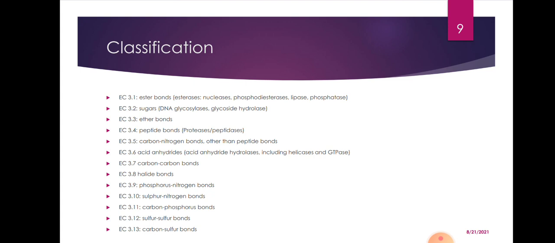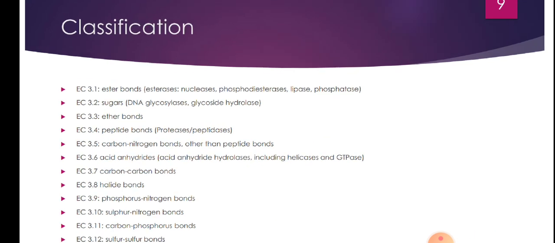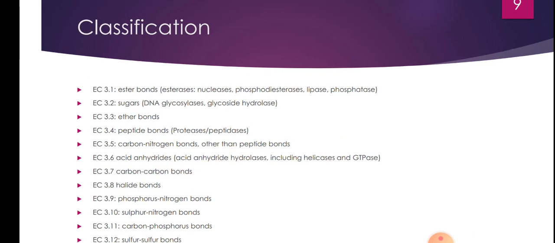Here are some examples. For example, EC 3.1 acts on ester bonds, EC 3.2 on sugars, EC 3.3 on ether bonds, EC 3.4 on peptide bonds, and so on.